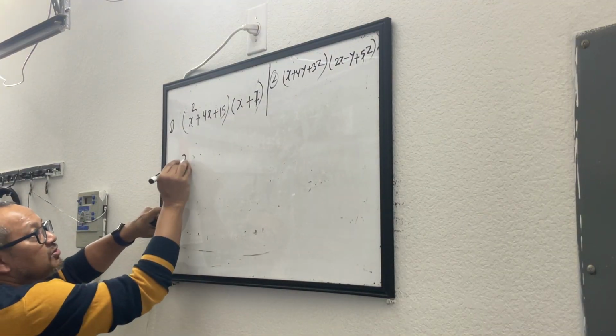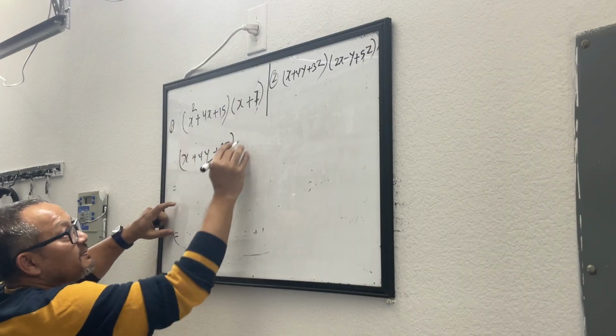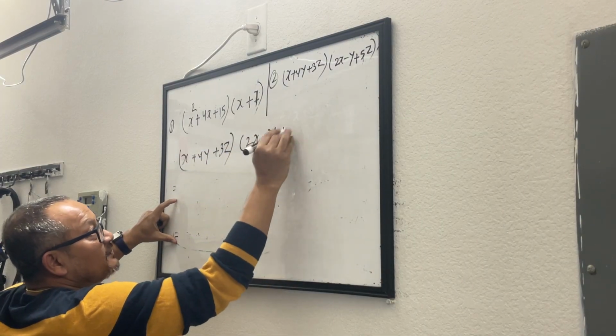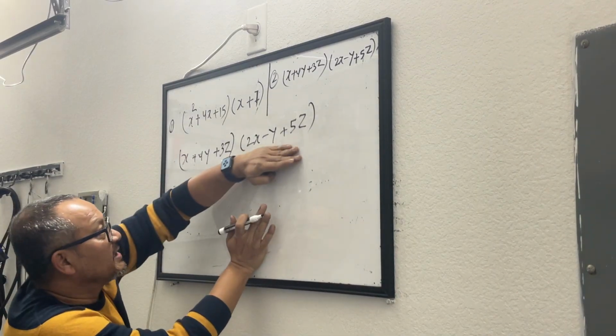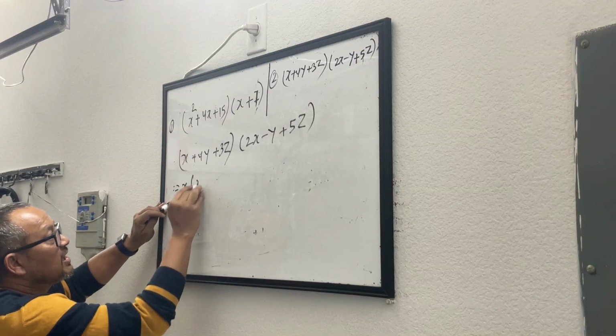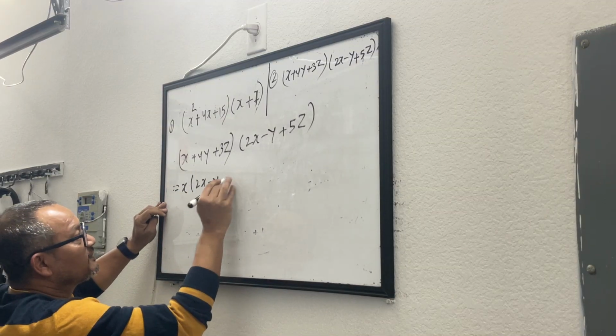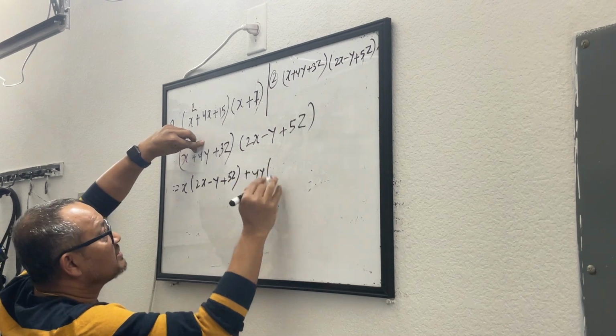So, we were trying to do x plus 4y plus 3z multiplied by 2x minus y plus 5z. And same thing, I will fix this thing, multiply with each and every term. So, this will be x times 2x minus y plus 5z plus 4y times the whole thing.